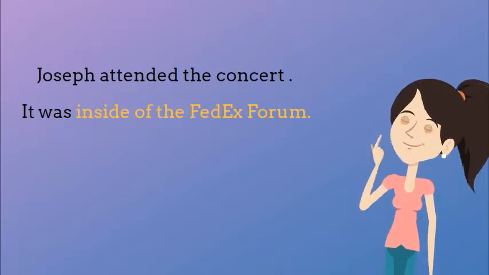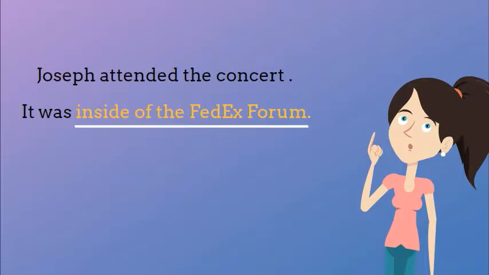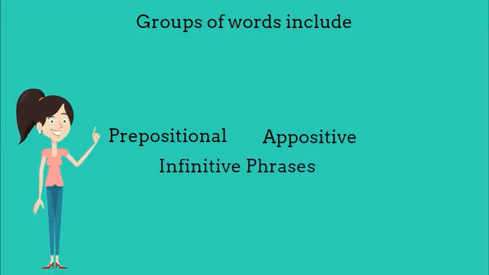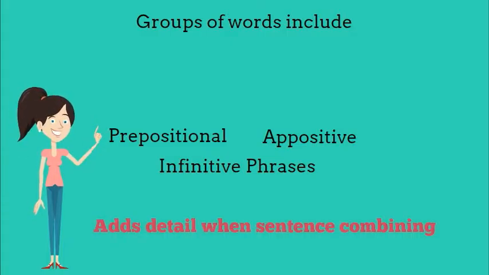Often you can combine two related sentences by taking an entire group of words from one sentence and adding them to the other sentence. Some groups of words might include prepositional, appositive, and infinitive phrases. When the group of words is inserted, it adds detail to the information in the first sentence.